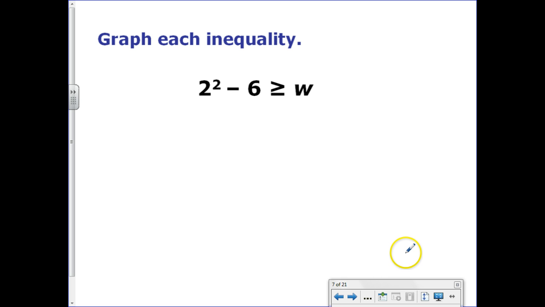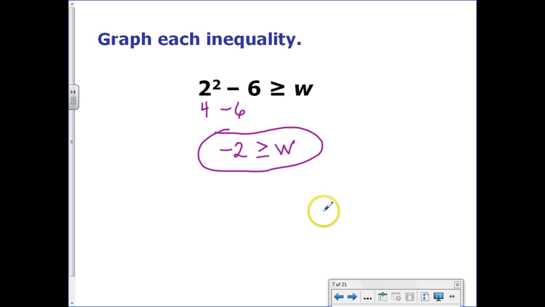Look at one more example here. 2 squared minus 6 is greater than or equal to W. Okie dokie. Use your order of operations to simplify this. 4 minus 6, well, that's negative 2, greater than or equal to. Now here's my variable. Now technically, yes, you've solved this. However, when my variable is on the right-hand side of the inequality, it gets a little tricky.